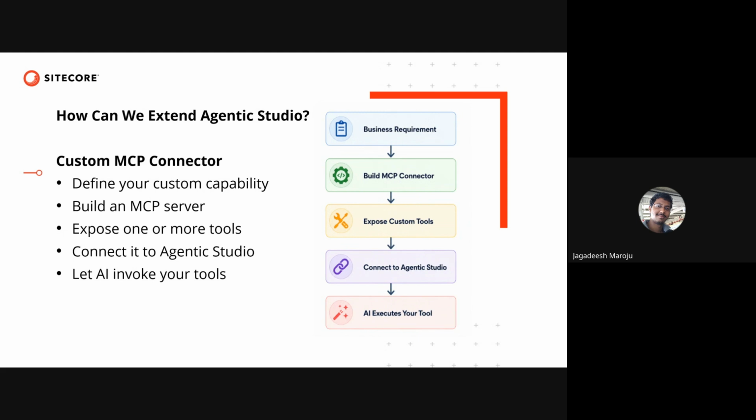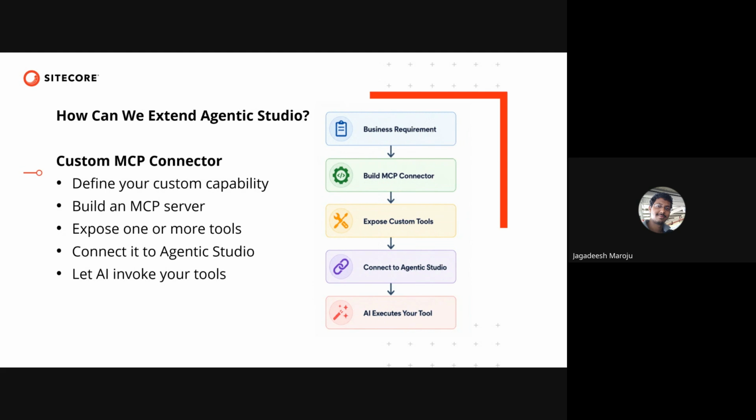Inside this server, you can expose the tools. It can be one, or you can have multiple tools. Each tool represents a specific capability that the AI can invoke. The AI, in our case, is Sitecore Agentic Studio. Once the connector is deployed and connected to Agentic Studio, and after the authentication, Agentic Studio needs authentication.